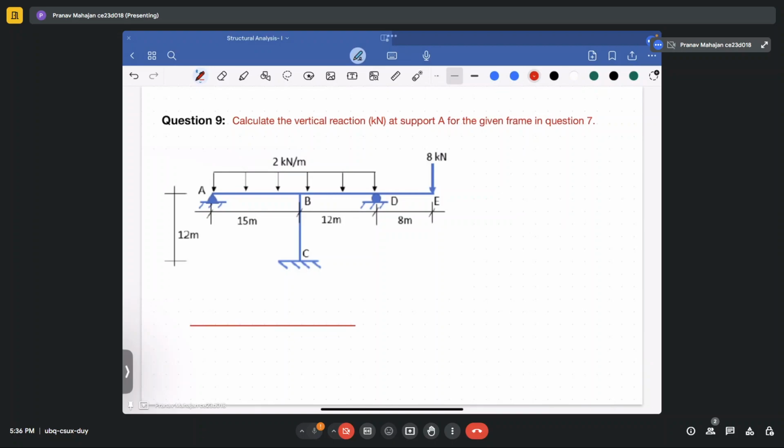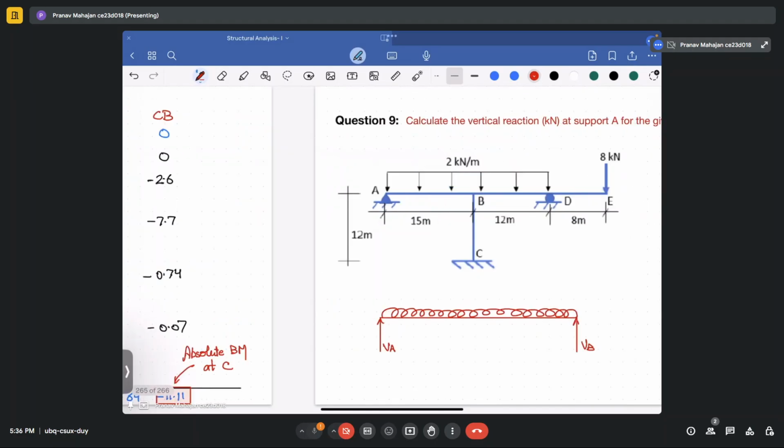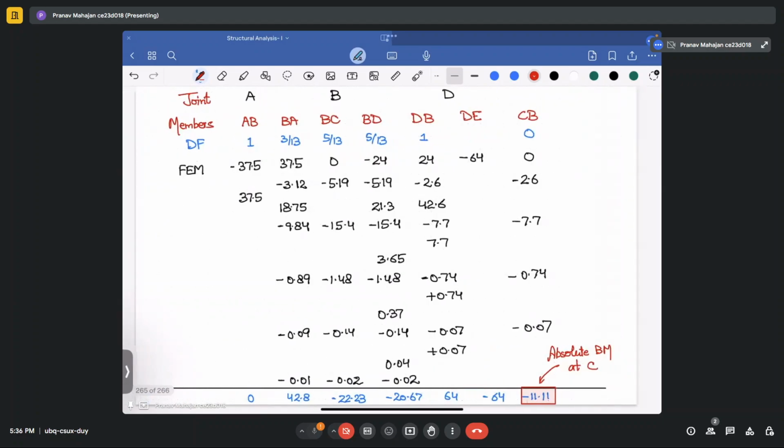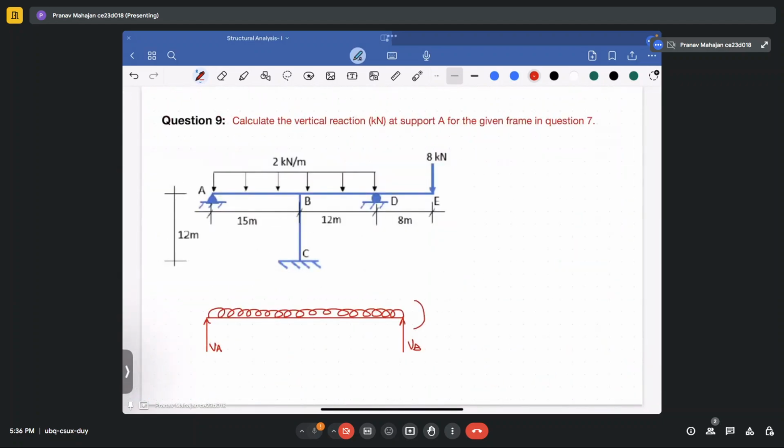So draw the free body diagram. So this will be your VA. This will be your VB. Here the moment is 0. So no moment here. And for AB it is 42.8. So 42.8. And the length is 15 meter.